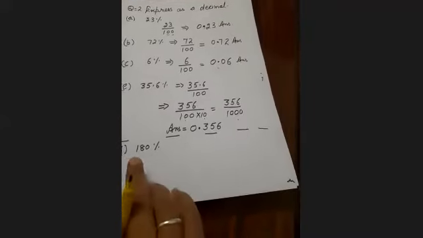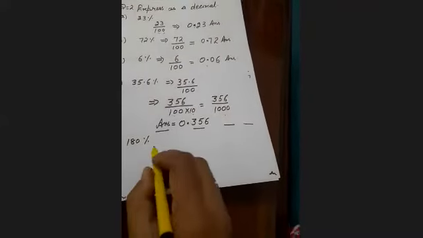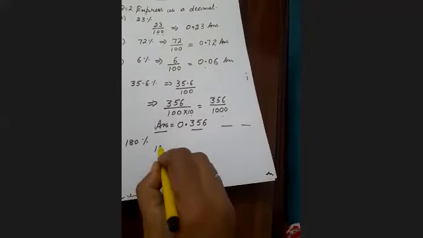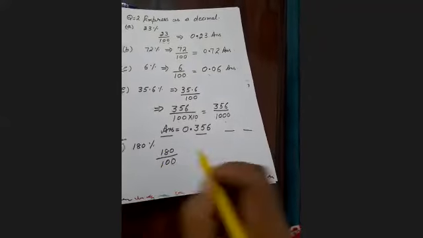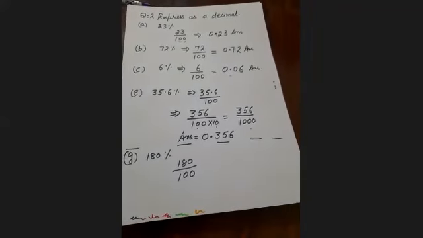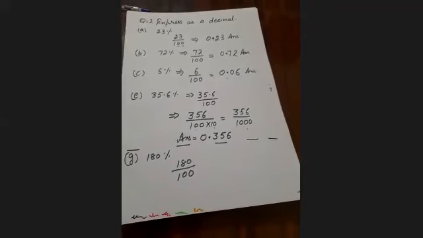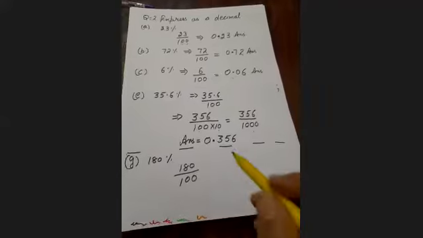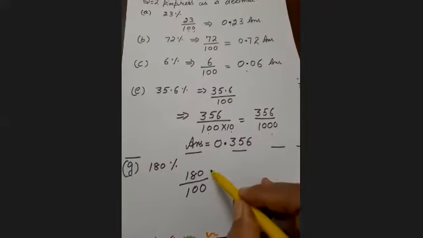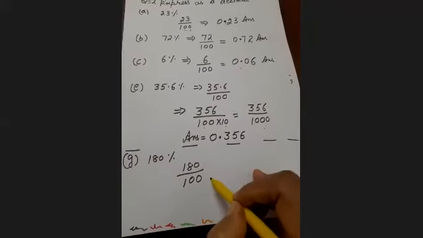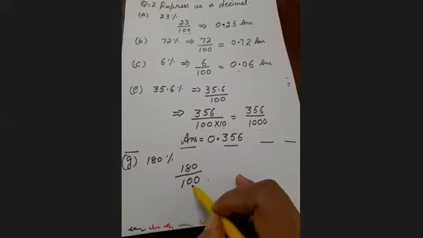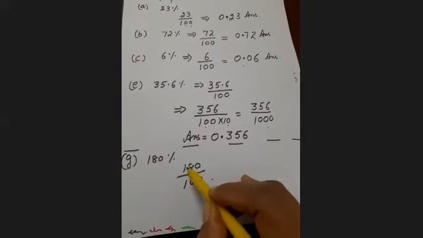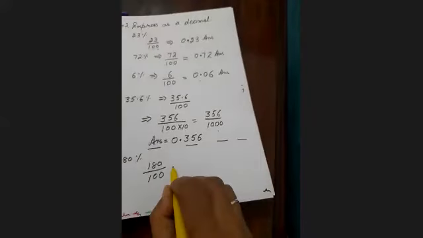Yes, friends. First, we'll write this number as a fraction, 180 upon 100. Now, write this fraction as a decimal number. Our numerator is 180 and denominator is 100. Now, put the decimal after 2 digits, 1, 2. Now, put the point here. 1.80.